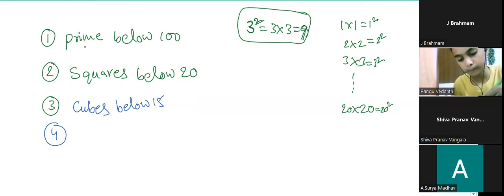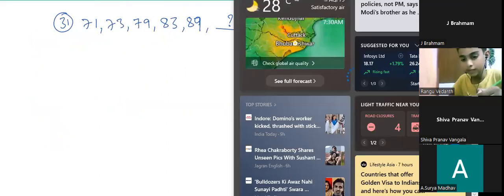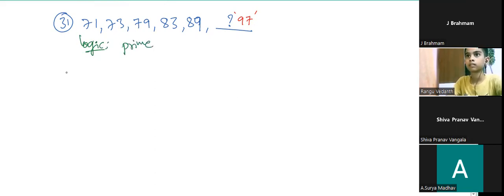Basically, these are the things you have to learn for number series. If you know them, you can identify them easily. If you don't know them, you have to waste some time identifying the things. Most of the numbers which are prime start with 71 or like that. So you can identify. I'm writing the logic here: consecutive prime numbers.